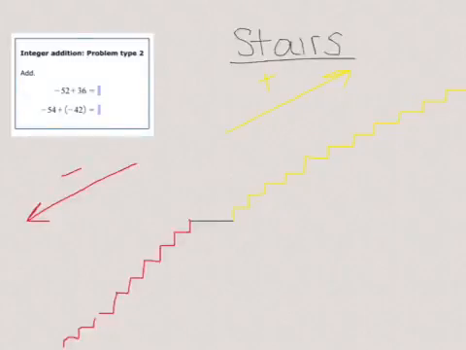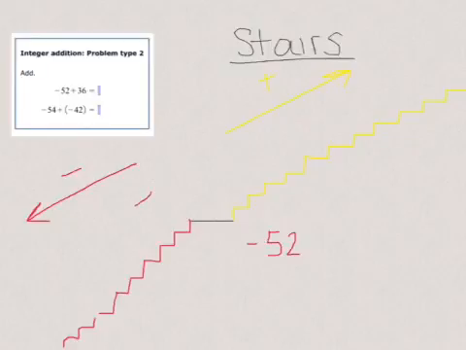Hey guys, in this video I'm going to talk about integer addition, the problem type 2 that you're going to see in ALEKS. Right? What we're first going to do is start out using the stair concept, just like I did in problem type 1. So we'll start out with our negative 52. And I would always ask students, if we have a negative 52, would we represent that by going up the steps or going down the steps?